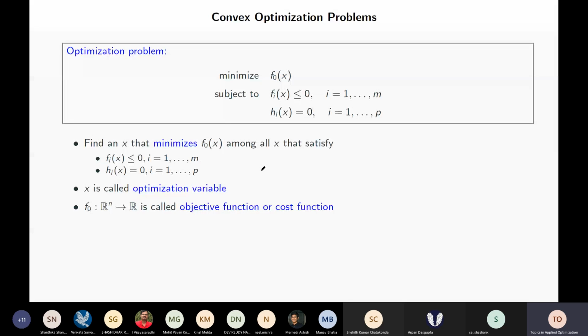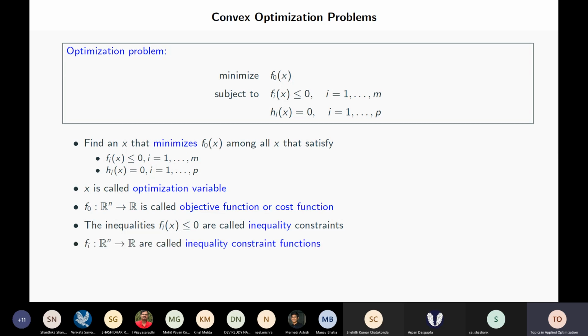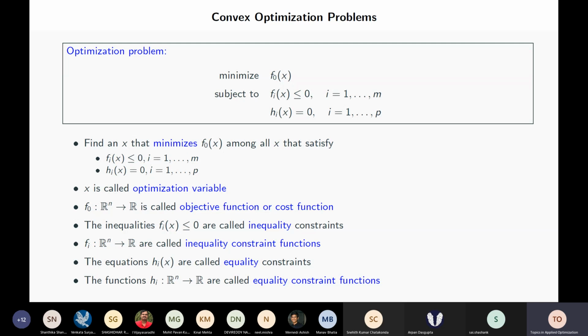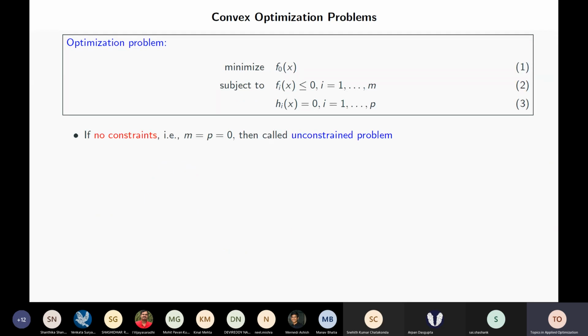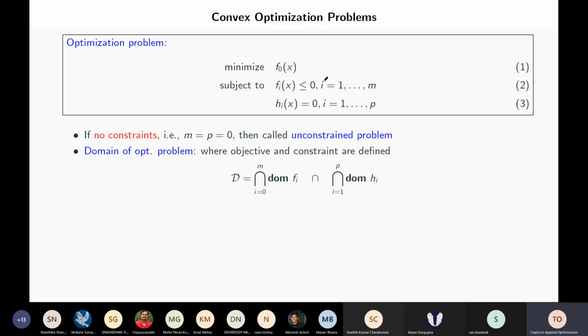Here x is called an optimization variable or decision variable. f naught is called the objective function, the f_i's are called inequality constraint functions, and the h_i's are called equality constraint functions. If there are no constraints, this means that m is equal to p equals 0. In that case, these things will go away, and we call it an unconstrained problem.